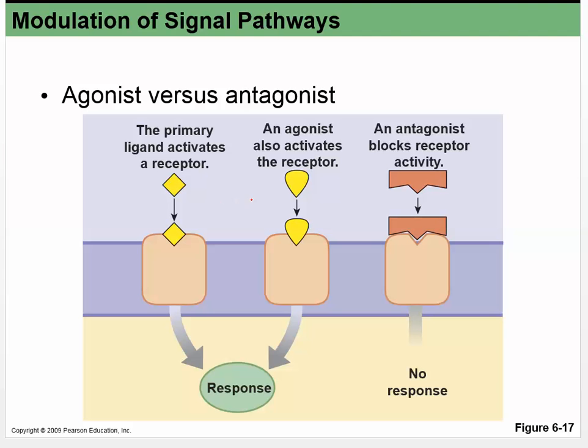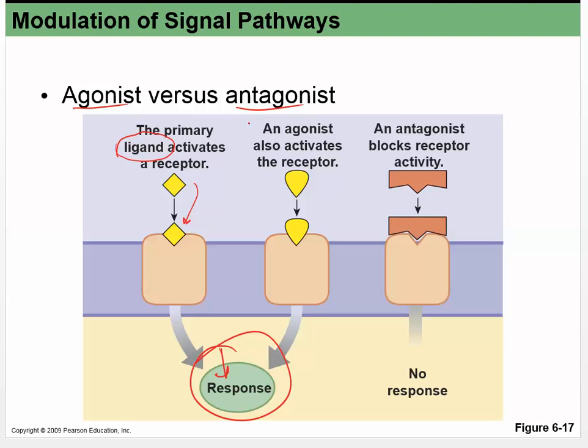One, to show you a little more clearly, but the other is to make sure that you know that it's important: an agonist versus an antagonist. So picture one. The primary ligand activates the receptor. If we talk about something like epinephrine or dopamine, that's the primary ligand. That's what we make in our body. So this is the body functioning normally. The ligand binds the receptor. That's the definition of a ligand, something that binds the receptor. And so it binds the receptor and it causes a response.